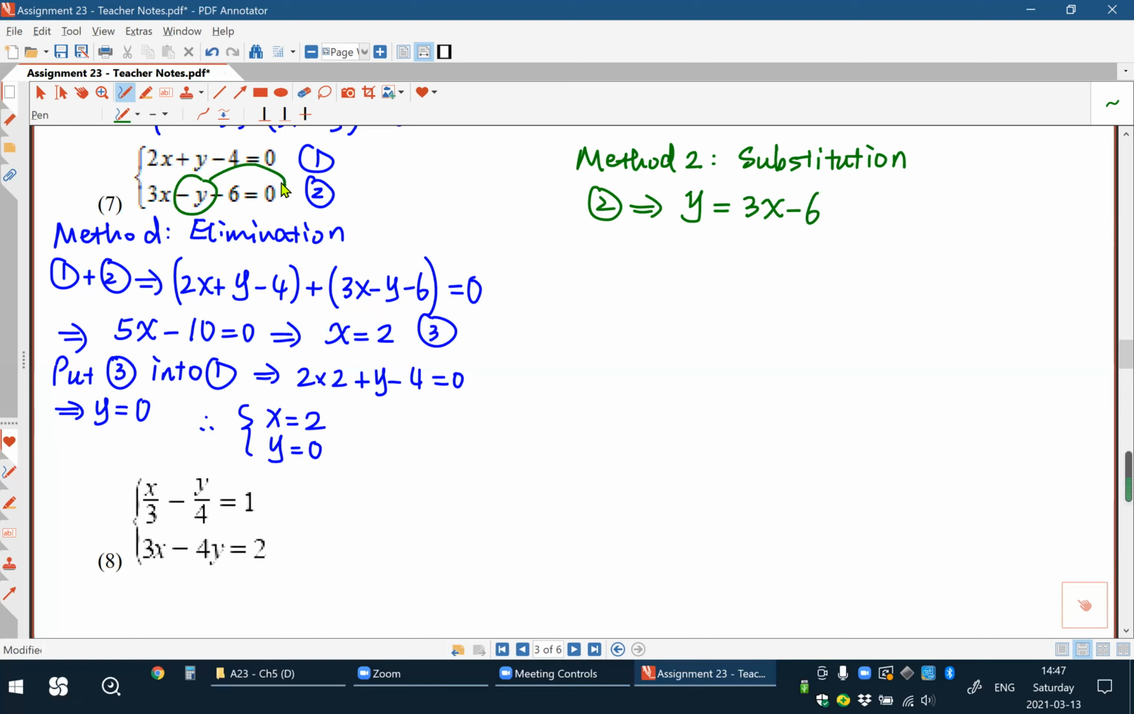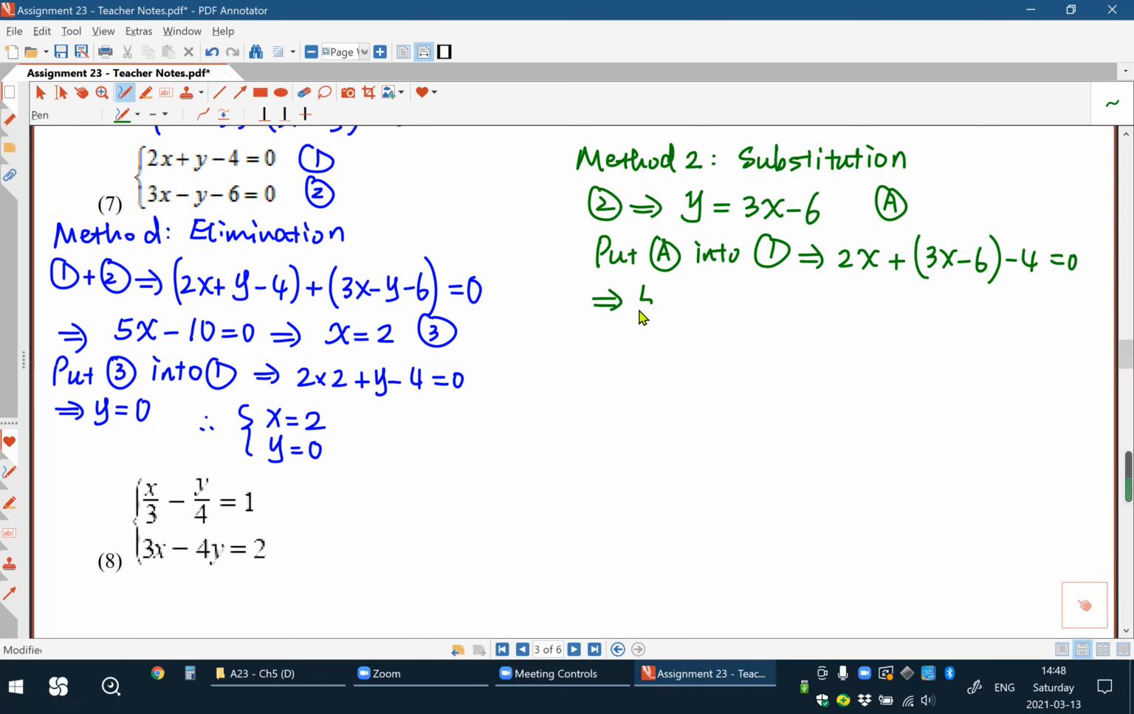Because when you put minus y in the right-hand side of the equation, you will get y is 3x minus 6. So let's call this equation A. Then we can put A into the other equation, which is 1. And this will give you 2x plus y. Y is actually 3x minus 6. And then minus 4 equals 0. Then you will get 5x plus minus 10 is 0.